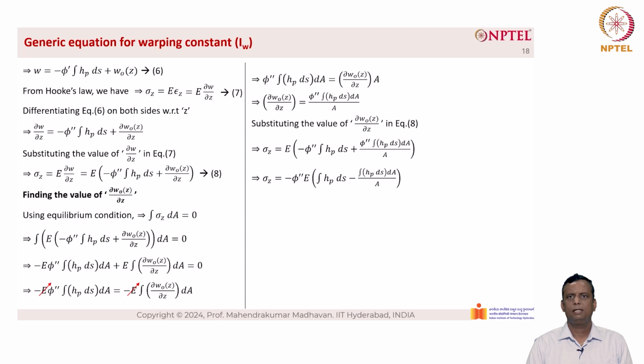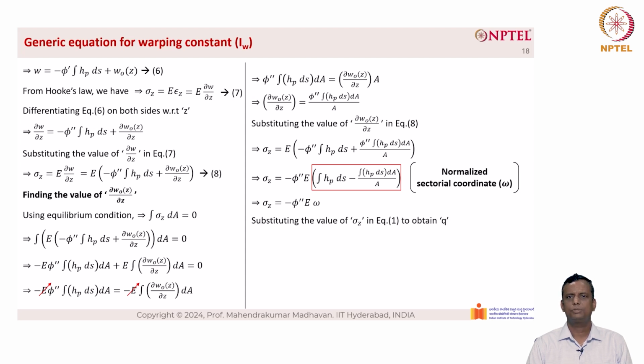So we can take minus phi double dash outside and we get this equation as you can see above. And here this integral of hp into ds minus integral of hp into ds into dA by A is called the normalized sectoral coordinate omega. So sigma z becomes minus phi double dash into E into omega. Now substituting the value of sigma z in equation 1 to obtain q.